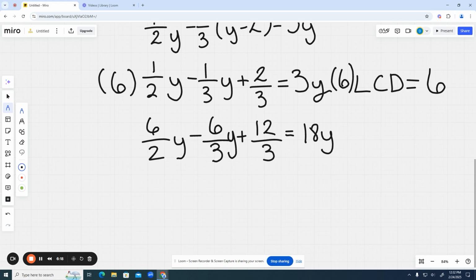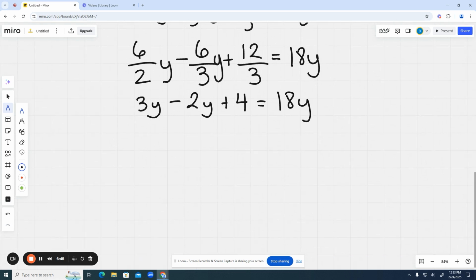All right, so we can simplify the fractions because 6 is divisible by 2, 6 is also divisible by 3, and 12 is divisible by 3. We're going to get 6 divided by 2 is 3, so 3y, 6 divided by 3 is 2, minus 2y, plus 12 divided by 3 is 4, equals 18y.